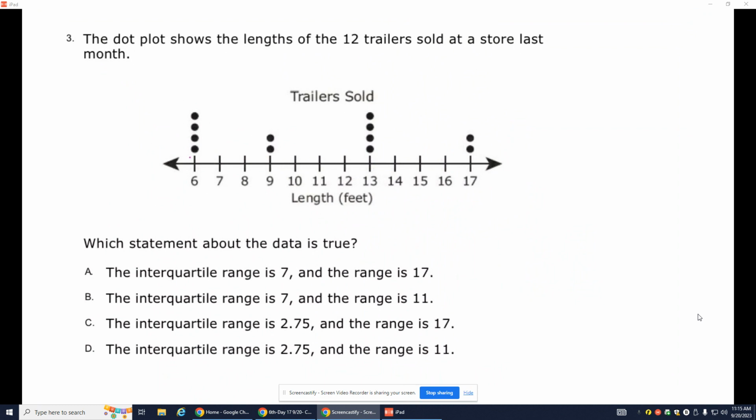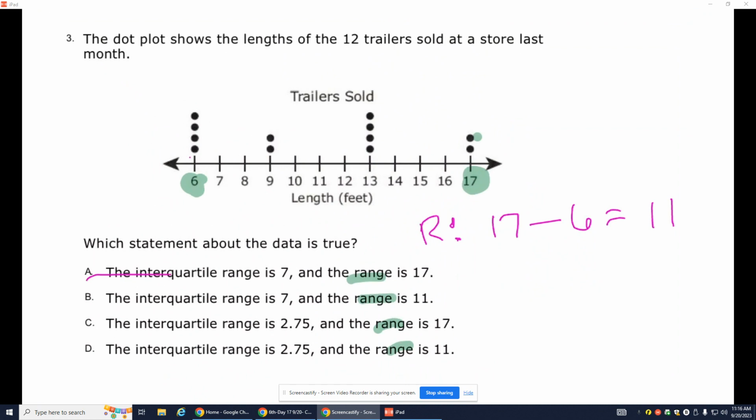So using the answer choices to help drive my attention here, one thing I can do is find the range really easily. Remember, my range is my greatest value minus my least value. In this case, my greatest point would be 17, and my least point, or my minimum point, would be 6, and that would give me a range of 11. So my range is equal to 11.